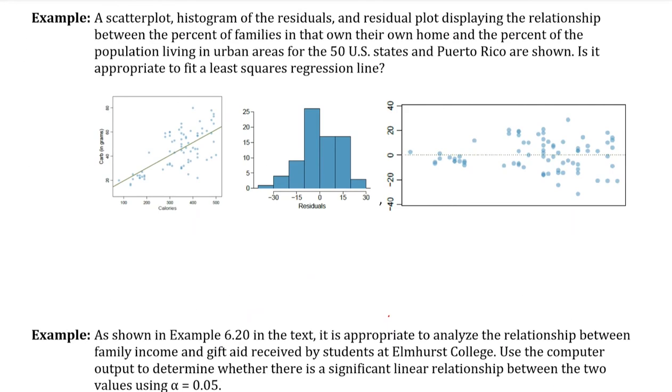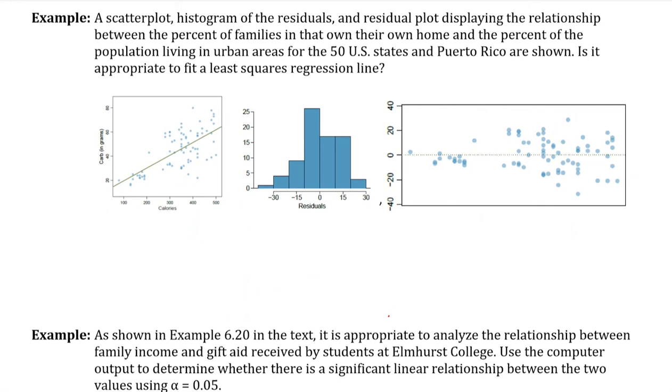For this first example, we have a scatter plot, a histogram of the residuals, and a residual plot displaying the relationship between the percent of families that own their own home and the percent of a population living in urban areas for the 50 US states and Puerto Rico. We want to see if it is appropriate to fit a least squares regression line. In order to check if it's going to be appropriate, we want to look at our 4 conditions.